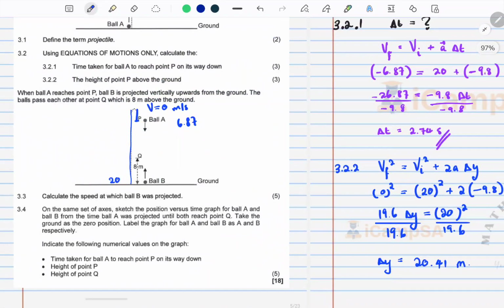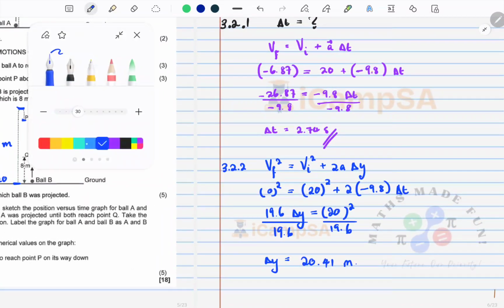Don't let it confuse you. This 20 here is until here. So from the ground until that point, you're going to have this 20 meters. Okay, this distance here is going to be 20. Now that means we need to calculate from this point here to P, right? So we can do it like so.